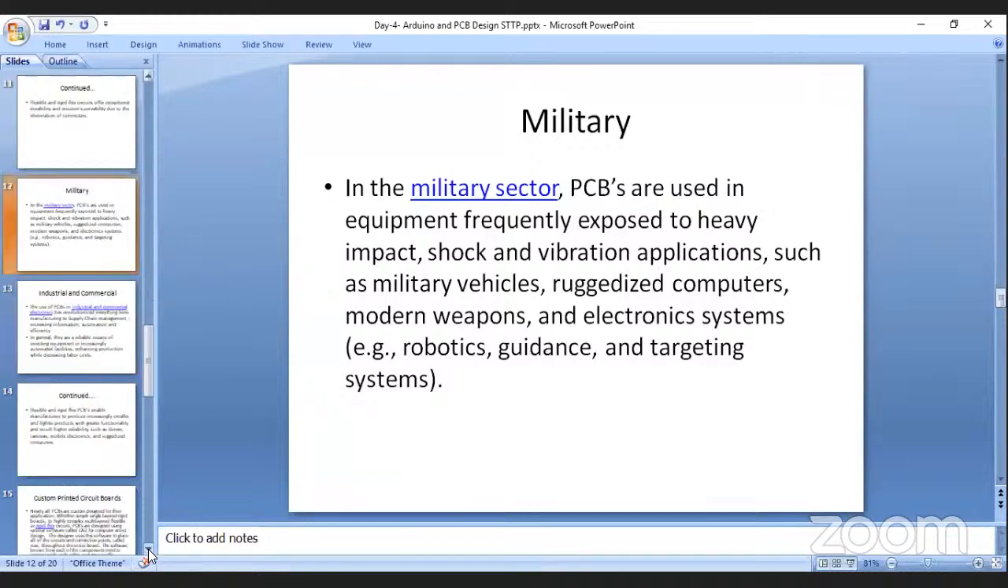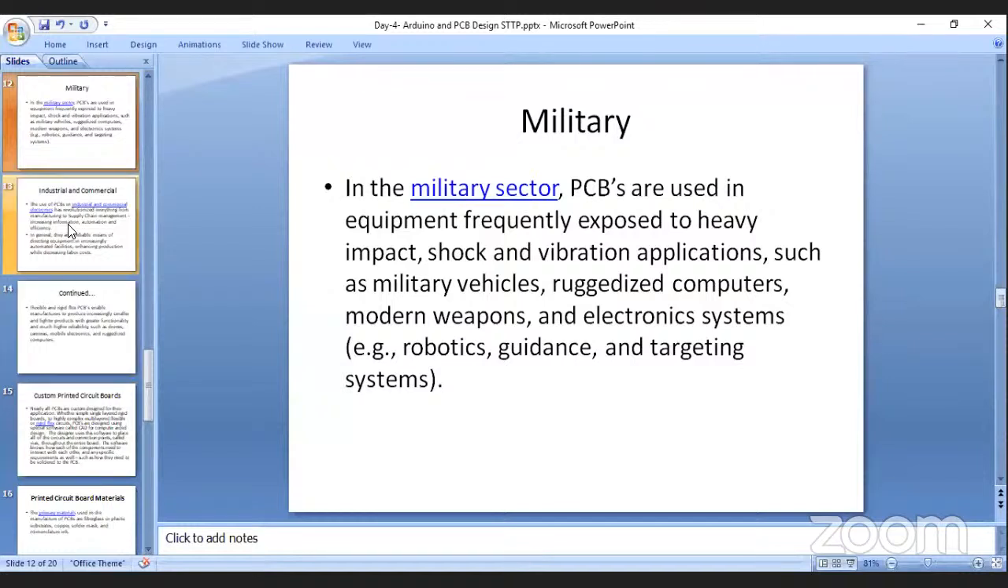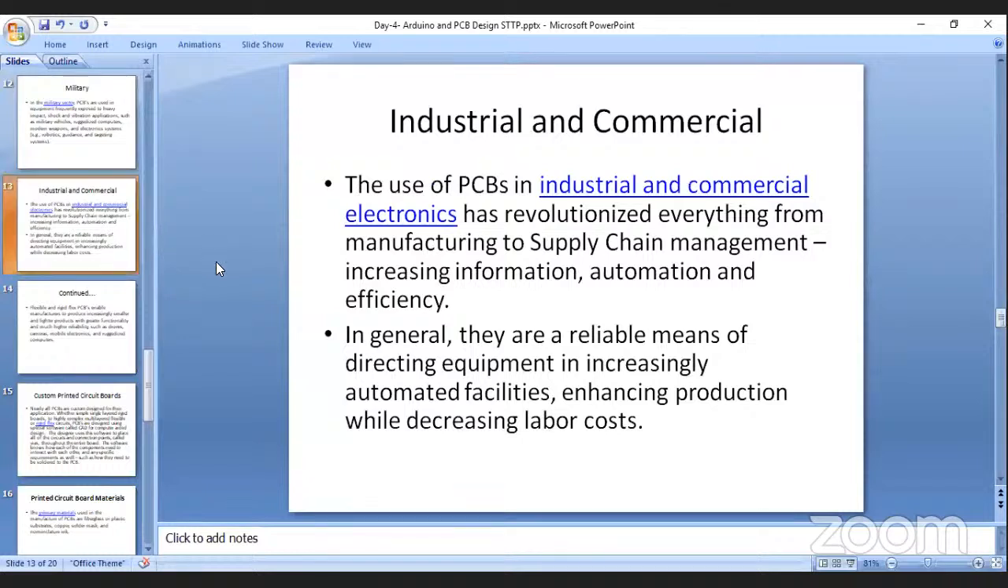They have different areas of application, and as per the requirement, the majority of field professionals choose one type of PCB for their manufacturing application. Other than that, there is the processing industry, either a food processing industry or a commercial one used for any kind of industrial work. In that, the automation machineries are there, right? In that automation machinery, there are different types of environments, and they may have to bear different kinds of situations. The use of PCBs in industrial and commercial electronics has revolutionized everything from manufacturing to supply chain management, increasing information, automation, and efficiency.